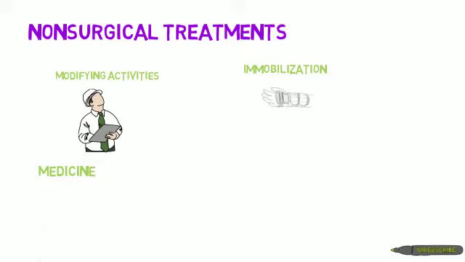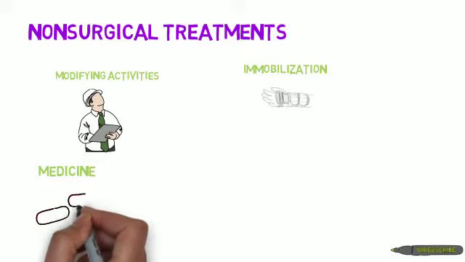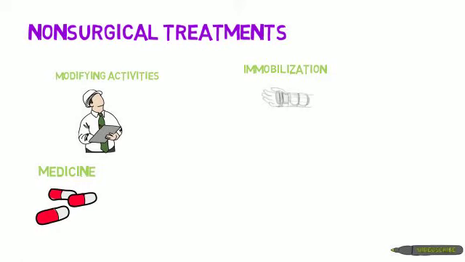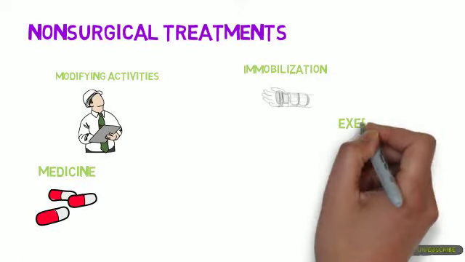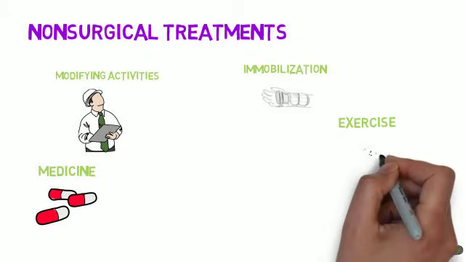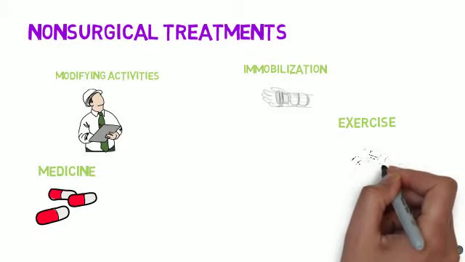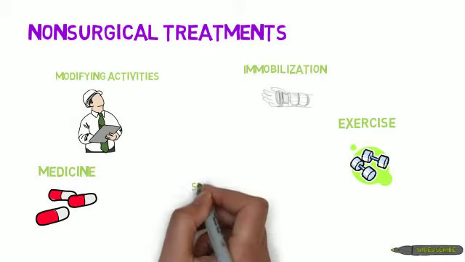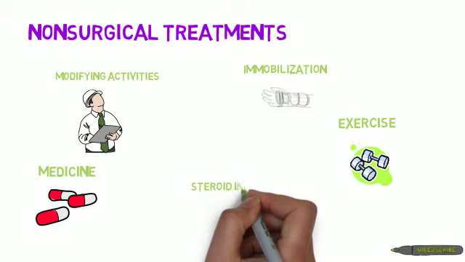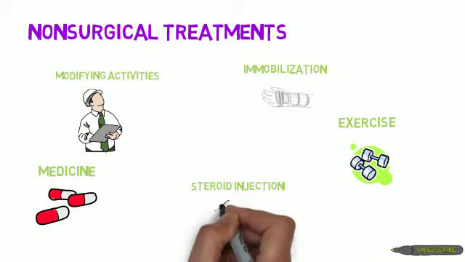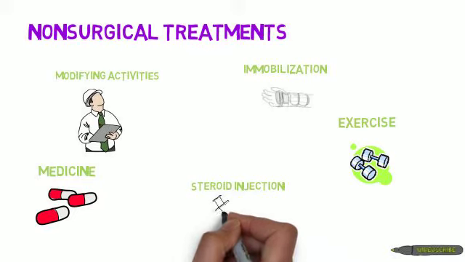Medicine. Usually taking ibuprofen, aspirin, acetaminophen, also known as Tylenol, or any anti-inflammatory medication, does help reduce both the swelling and pain. Exercise. The doctor will usually give the patient specific exercises to do to improve their range of motion in the wrist and hand. Steroid injection. Cortisone, a powerful anti-inflammatory medicine, can be injected into the wrist to reduce the pain and make the hand and wrist less weak.